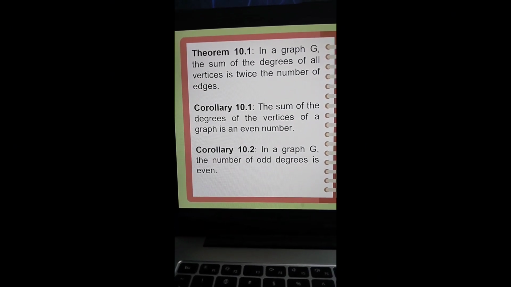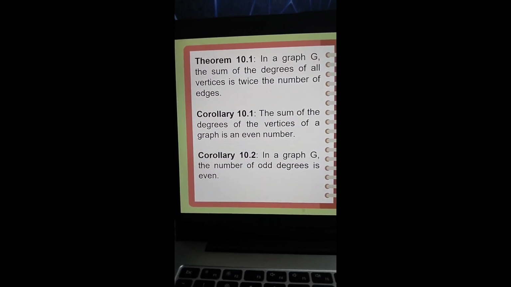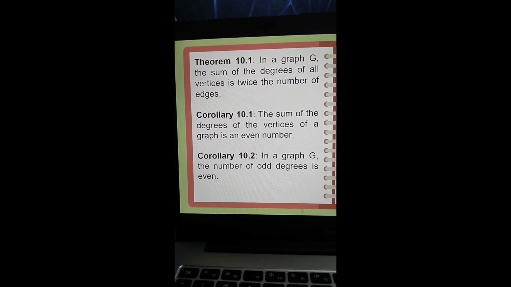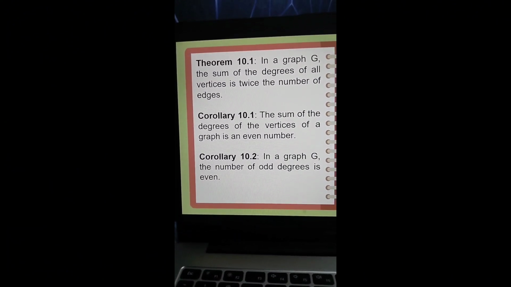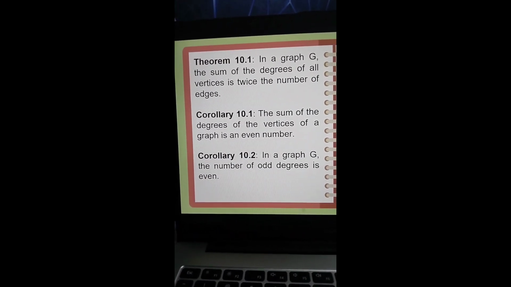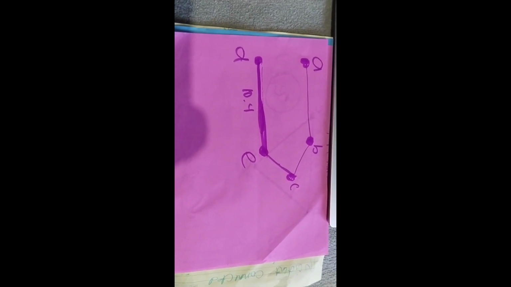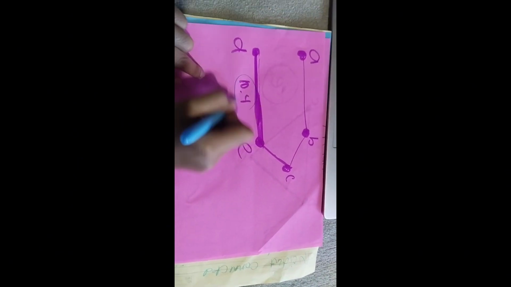Theorem 10.1. In a graph G, the sum of the degrees of all vertices is twice the number of edges. For corollary 10.1, the sum of the degrees of the vertices of a graph is an even number. And last, corollary 10.2, in a graph G, the number of odd degrees is even. To verify Theorem 10.1, Corollary 10.1, and 10.2, by example, let us consider the graph in Figure 4.